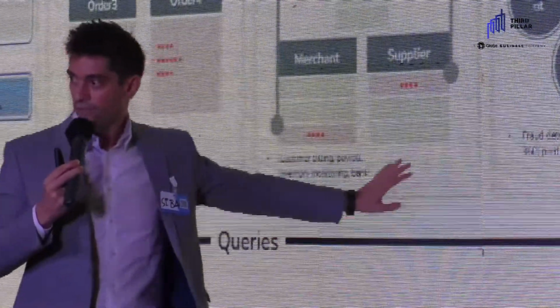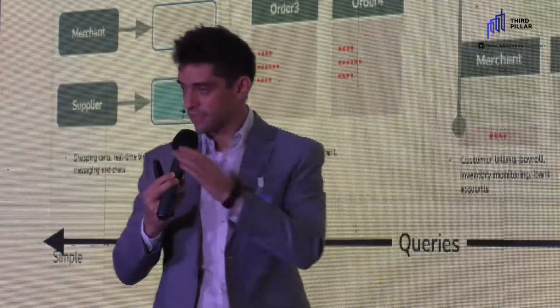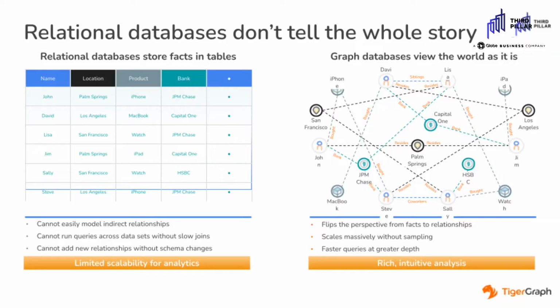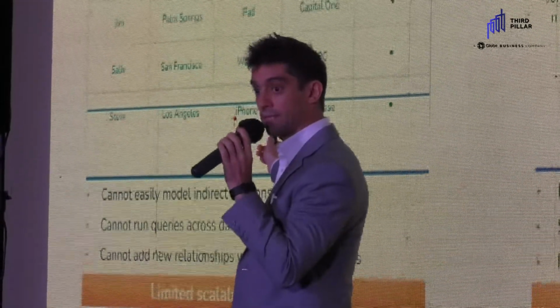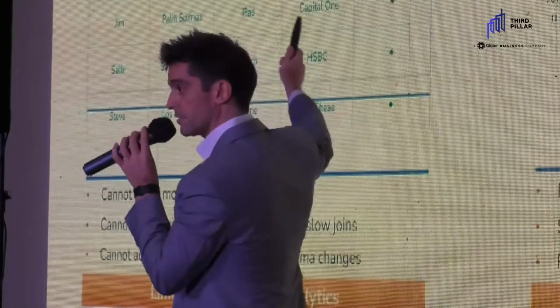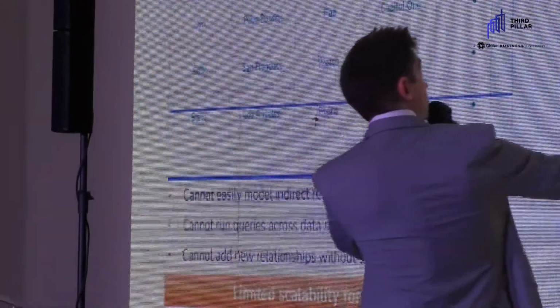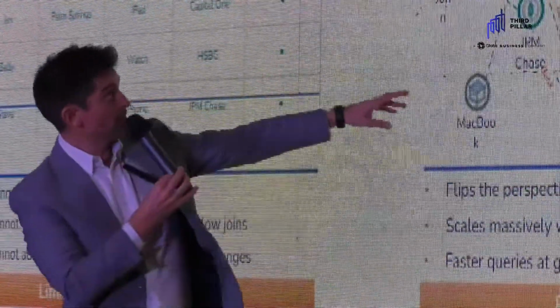Graph is an evolution of relational databases in the way that the data is stored. And probably the best way to explain is something like this. You have two tables of data here. This is the way that the data is stored at the moment in a relational database. You have a column, a name, a location, a product, etc., and then you have each one of the values. Now, this is the way that the data is stored in Graph.